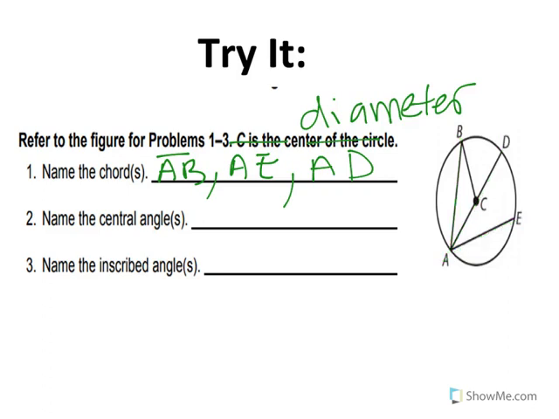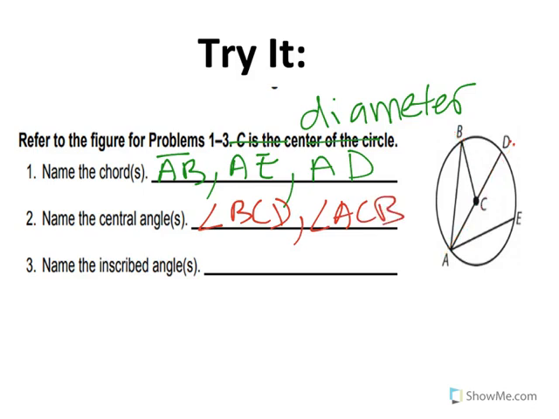Okay, let's go on to number 2. Name a central angle. So we could have BAD. My mistake. A central angle. So let me do that again. So we have BCD and ACB. So we have an angle BCD and angle ACB.